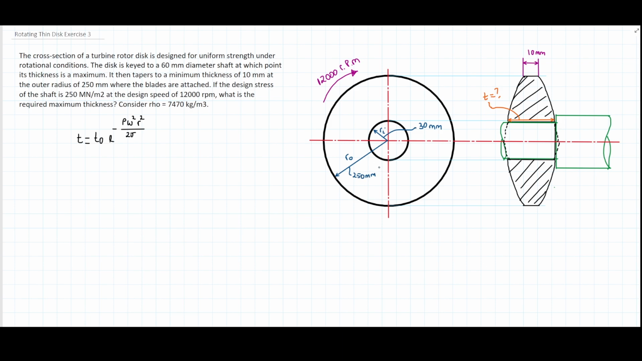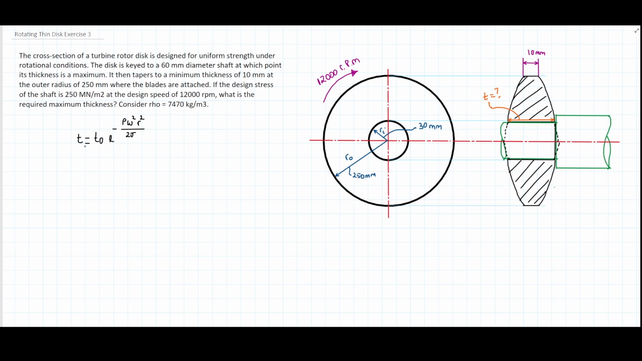Where the blades are attached, if the design stress of the shaft is 250 megapascals at the design speed of 12,000 RPMs, what is the required maximum thickness? Consider the density to be 7,470 kilograms per cubic meter. All right, so this is very quick actually. And this is the formula that we have derived in the lectures for disks of uniform strength.